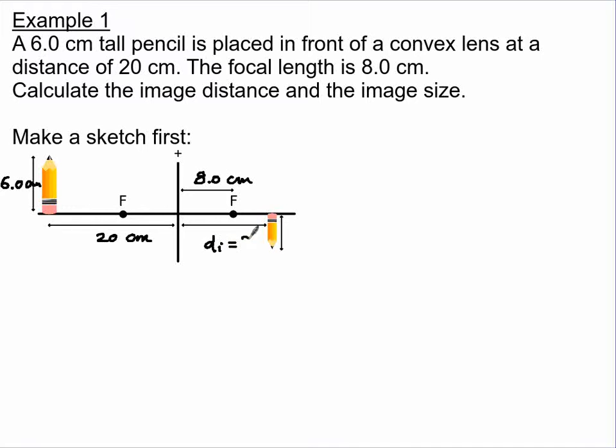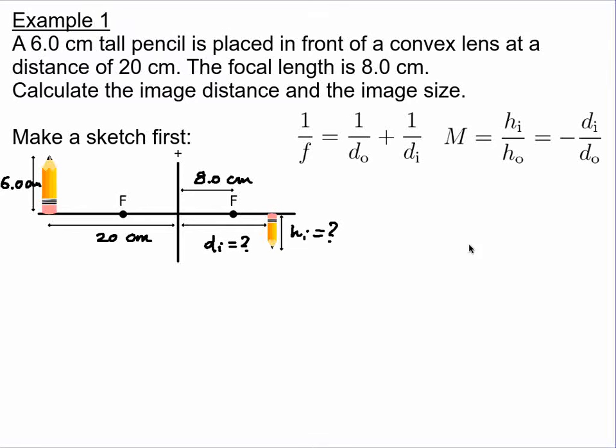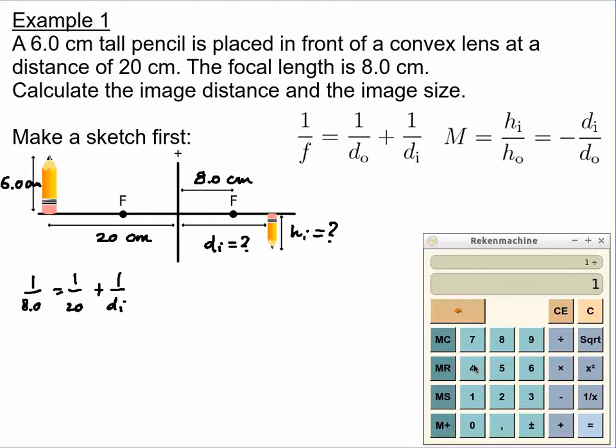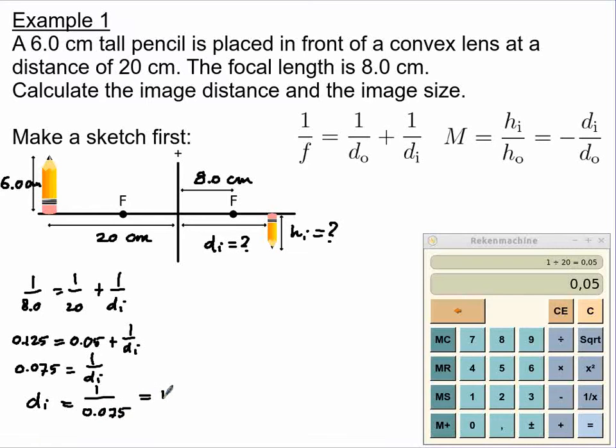Now the image distance and the image height are unknown. It is convenient to write down the two formulas. Fill in what you know. And you can use a calculator here. Now we need to subtract the 0.05 from the left hand side, which gives us 0.075. So the image distance is 1 divided by this figure, which equals 13 centimeters.